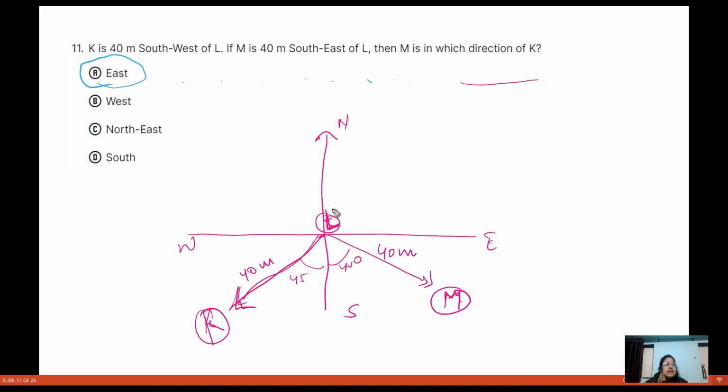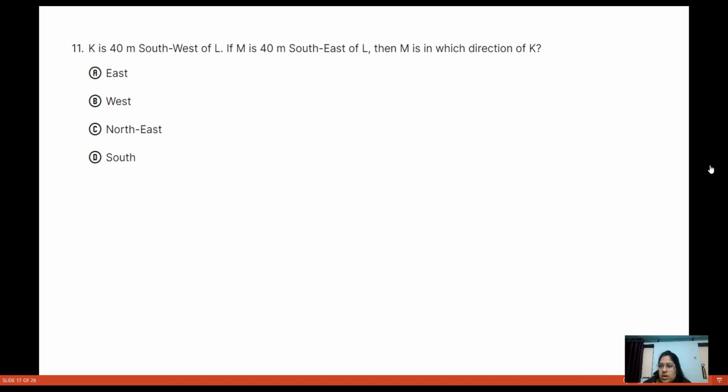So you know that it is asking M is in which direction of K. So this is obviously towards the west, and this is definitely towards the east. So our answer becomes east, because neither is in the north. Both of these are in the south direction, so the only direction they are considering here is east or west. This one is in the west, this one is in the east. So your answer is east.